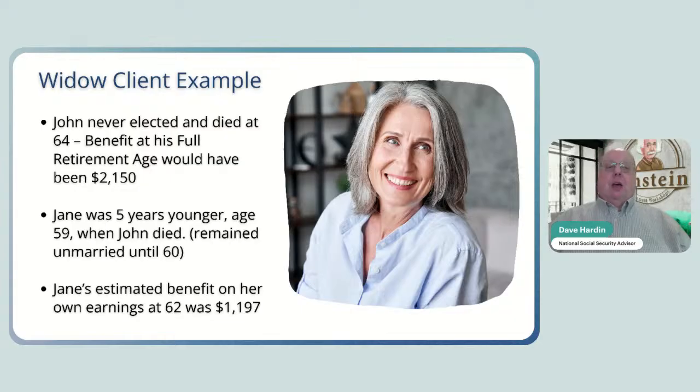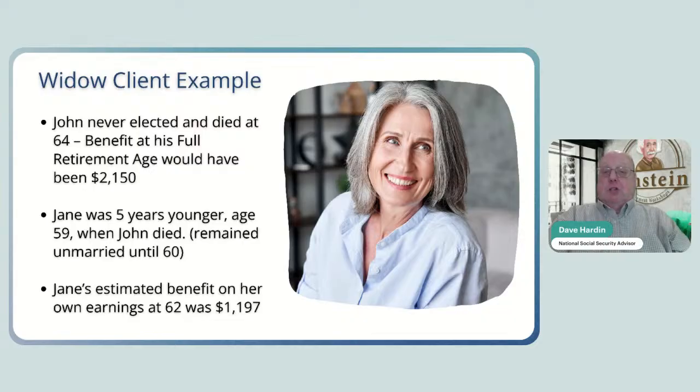Okay, I'm going to do a quick case study here. This is really about why it's important to file correctly and have a plan. This is a widow client example. So I'm going to show you John, never elected, dies at age 64. Benefits at his full retirement age would have been $2,150. Jane, his spouse, is 5 years younger. At age 50, she dies. When he dies, she's 59. And she remains unmarried until her 60th birthday, so she's fine there.